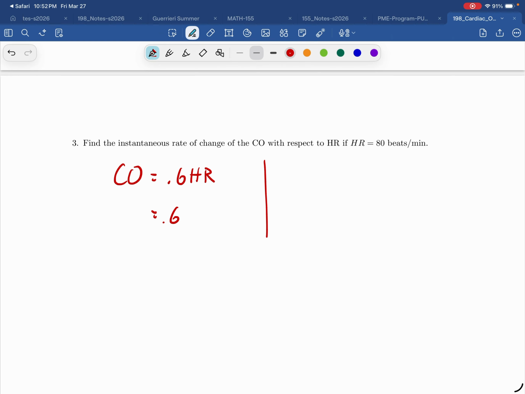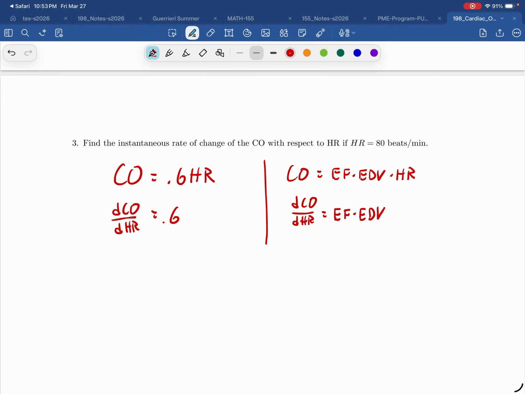Now, just to point out, if we were being more general, if we had that CO equaled EF times EDV times HR, then you would say, oh, sorry, I should say derivative of CO with respect to HR equals this. So I should have written that. Then in general, the derivative of cardiac output with respect to heart rate is going to be ejection fraction times end diastolic volume. Right? So it's just that.